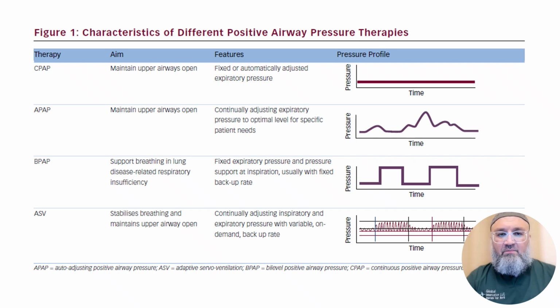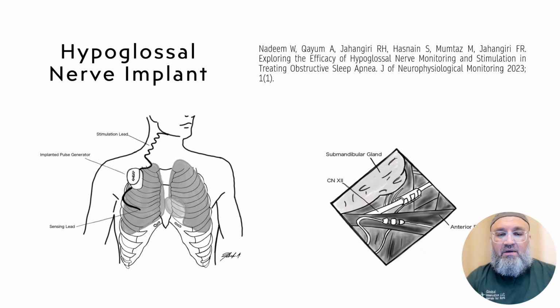So different characters of positive pressure: CPAP, APAP, BPAP, and ASV. They keep different pressure levels. CPAP is continuous. With APAP, you can see our pressure builds up, and BiPAP is positive and negative pressure, and then ASV is continuous, stabilizes the breathing and maintains the upper airway. It continuously adjusts inspiratory and expiratory pressure with variable on-demand and backup rate.